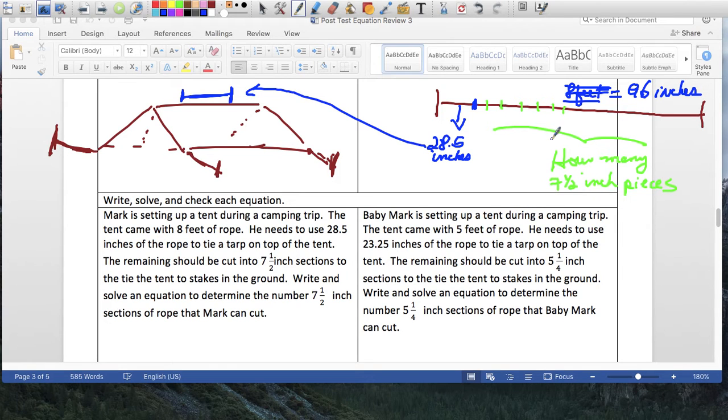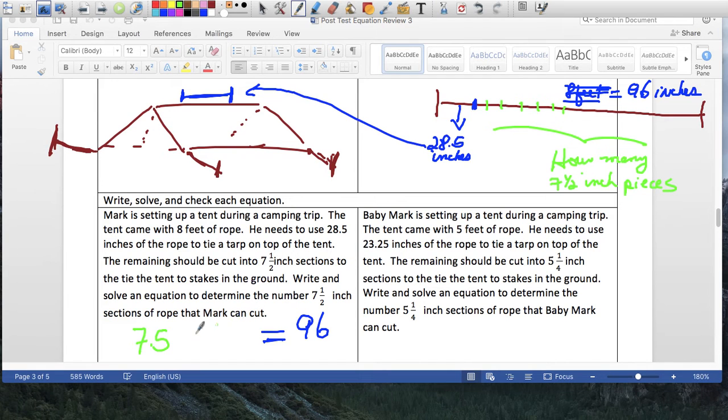So if I want to write an equation, I can write it like this. What do we know equals 96 inches? The total string available is 96 inches. So I know that this blue piece over here plus several of these 7.5 inch pieces will give you 96 inches. So let's write that as an equation. In green, 7.5 times the number of inch sections.